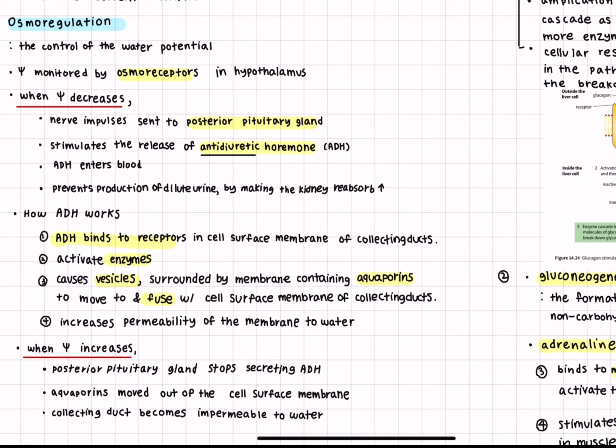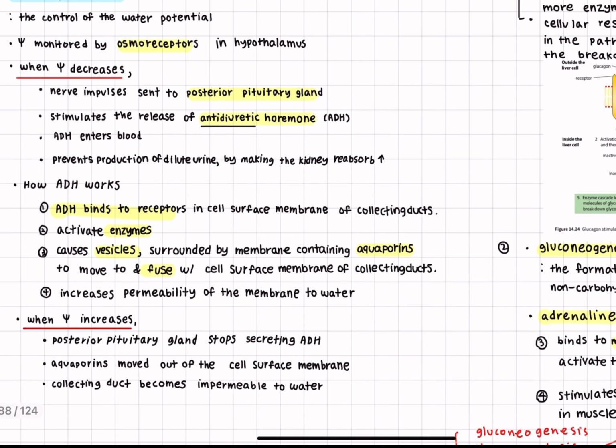Antidiuretic hormone, as the name suggests, is anti-diuretic. It is against dilute urine. So to prevent too much loss of water from the body, it is against producing dilute urine. When the kidney reabsorbs more water, it will produce concentrated urine. So this will prevent the loss of high amounts of water, okay?